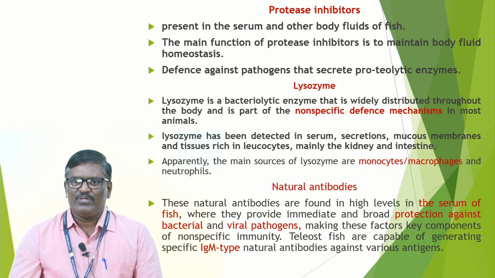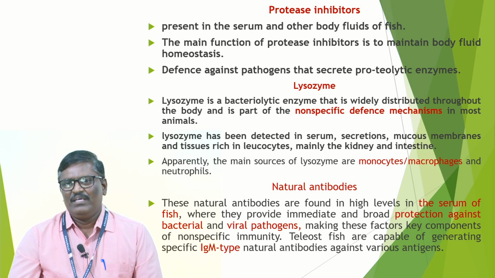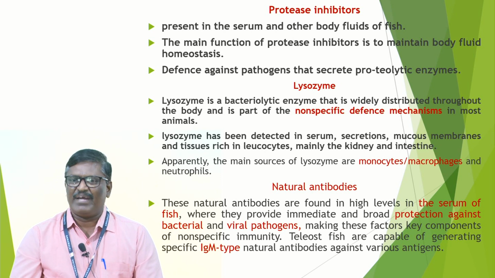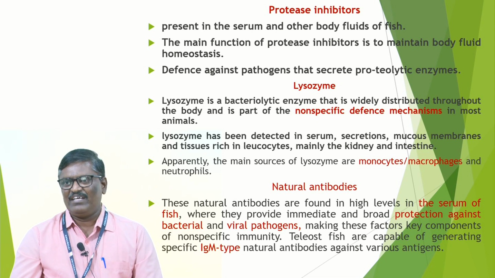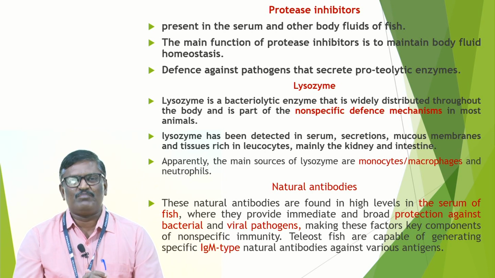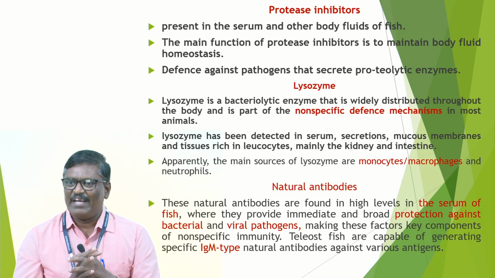And the next component is natural antibodies. In teleost fishes, natural antibodies are found at a high level in the serum, and they provide immediate and broad protection against bacterial and viral pathogens, making them a key component of non-specific immunity. Teleosts are capable of generating a specific immunoglobulin M type of antibody. It is the first antibody in fishes, called the natural antibody.